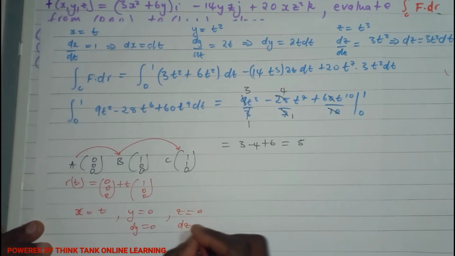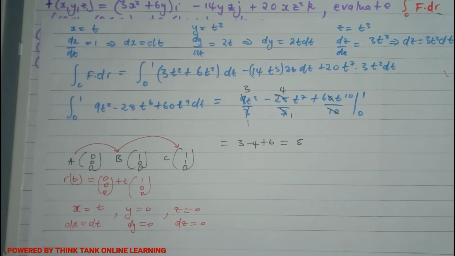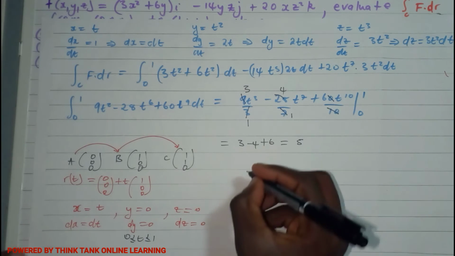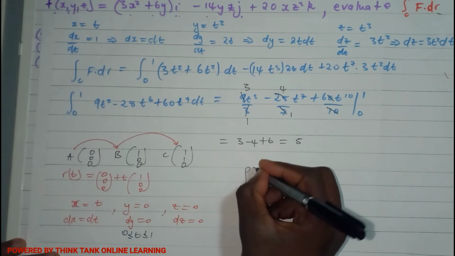If z equals 0, dz is also equal to 0, but dx is equal to dt. We're still using our vector field. So now look at our vector field. The interval for t is still from 0 to 1, as long as it's not an angle. So now this is going to be our line integral from 0 to 1.